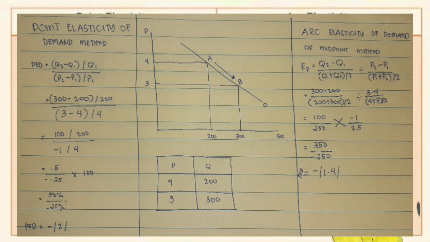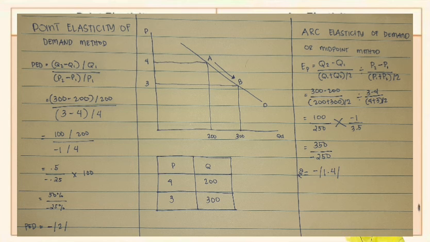Now let's first solve using the point elasticity of demand method, which is equal to Q2 minus Q1 over Q1, over P2 minus P1 divided by P1, equals 300 minus 200 divided by 200, over 3 minus 4 divided by 4.